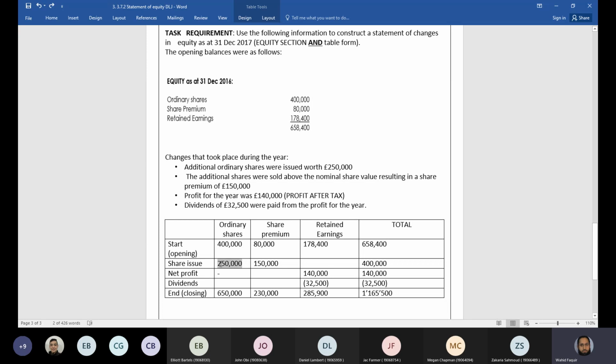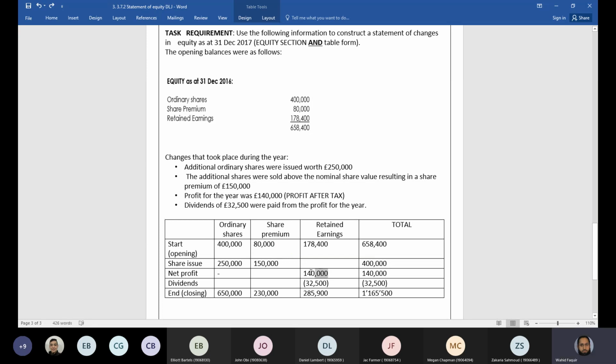So ordinary shares go up by 250, but also this is part of the ordinary share issue, but this is a value that's greater than the ordinary shares. They were sold at greater than the nominal value, which is expected as the business grows, the value of the shares also grows. We add this figure across.